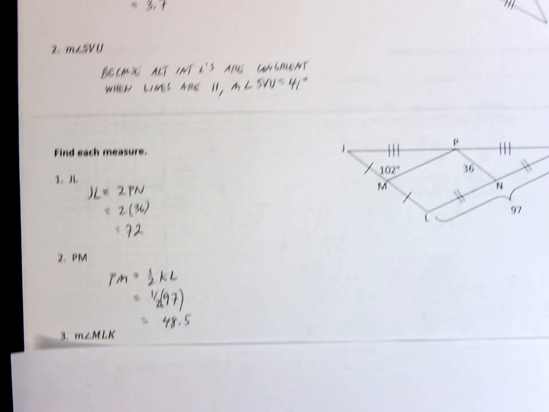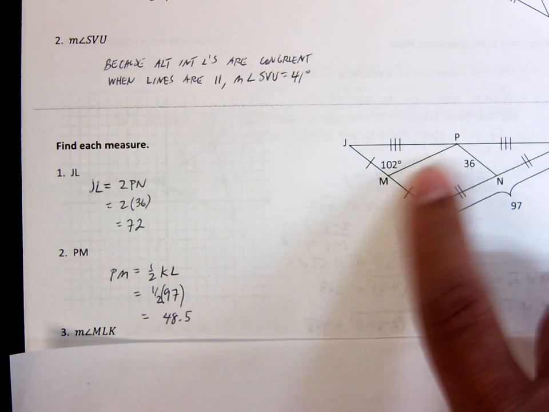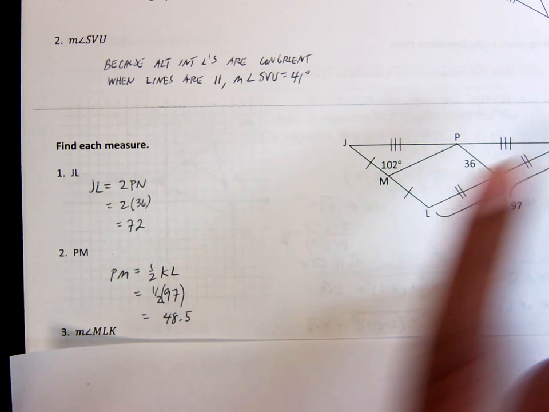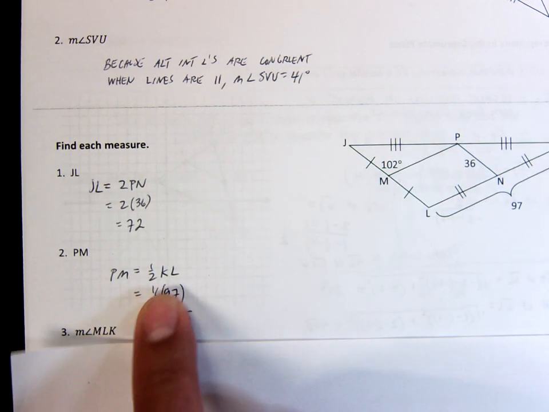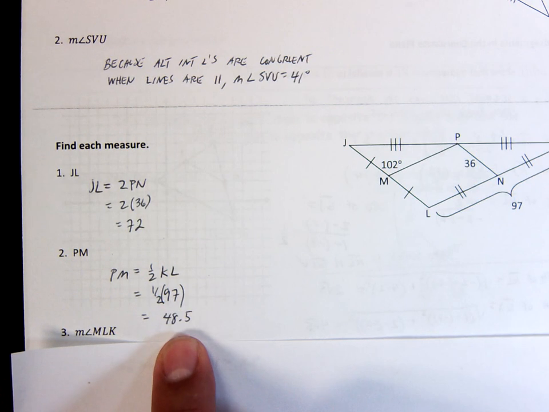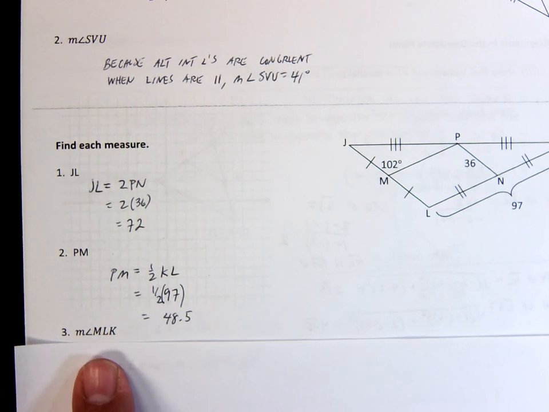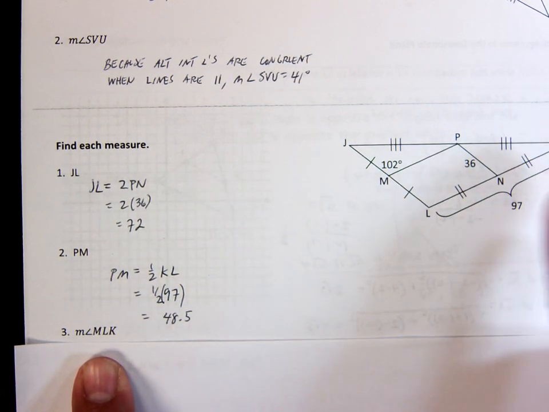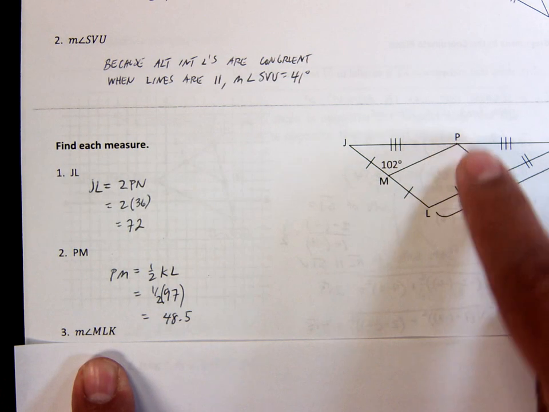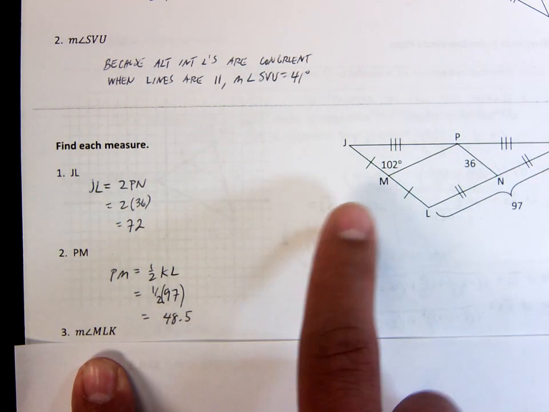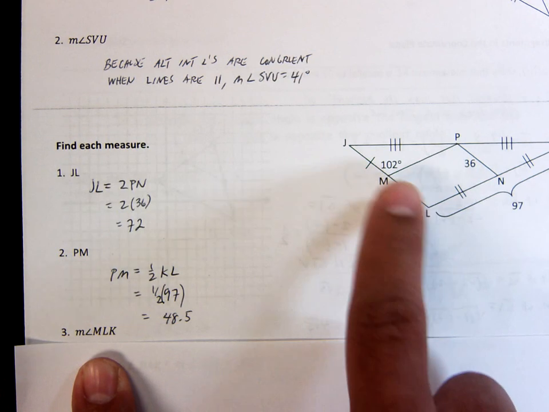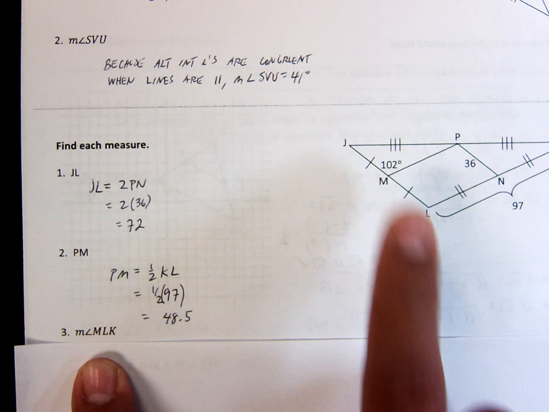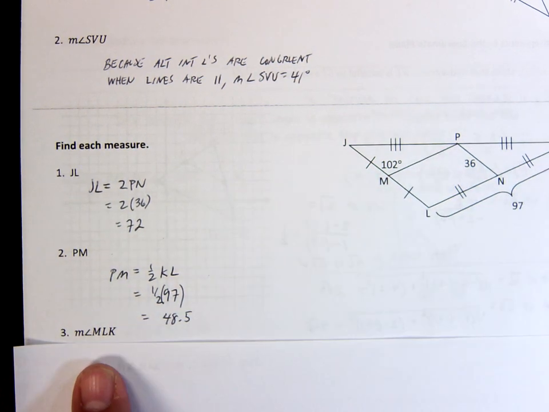PM, where is PM? PM is right here. So PM, this mid-segment, has to be half as long as this side. So PM has to be half as long as KL, half of 97, which is 48.5. And the measure of angle MLK. Notice, again, I have parallel lines, MP parallel to KM, and I have a transversal right here, so I have corresponding angles. So if JMP is 102, then MLK must also be 102 degrees.